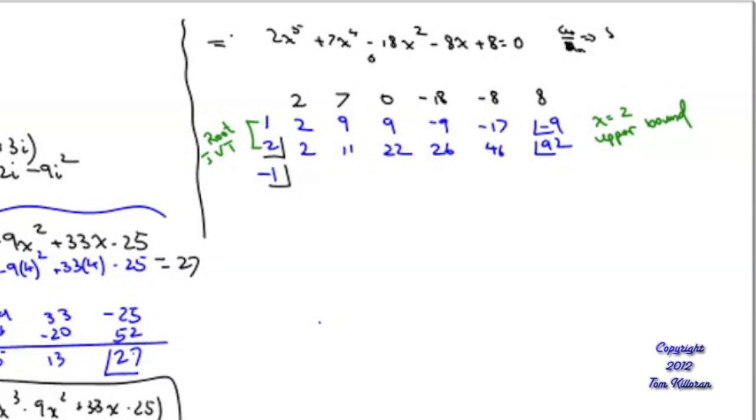Bring down the 2. -1 times 2 is -2. -2 plus 7 is 5. -1 times 5 is -5 plus 0 is still -5. -1 times -5 is 5 minus 18 is -13. -1 times -13 is 13. Minus 8 is 5. -1 times 5 is -5 plus 8. It's 3.